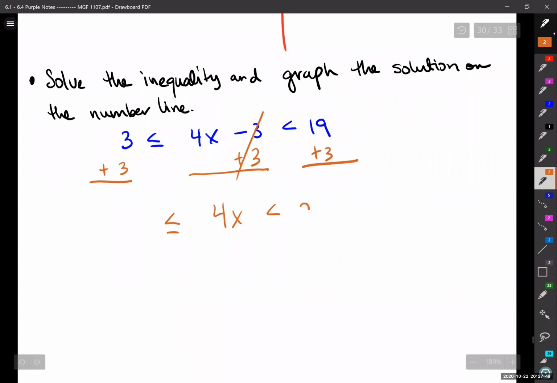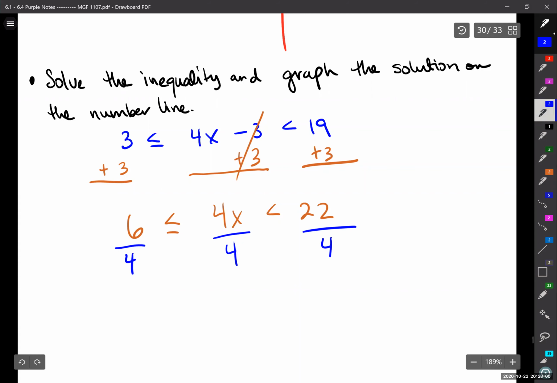19 plus 3, I believe, is 22. 3 plus 3 is 6. Now we'll divide everything by 4 to get the x by itself. Now 6 over 4 in our calculator, I believe, should be just 1.5. 22 divided by 4 is 5.5.